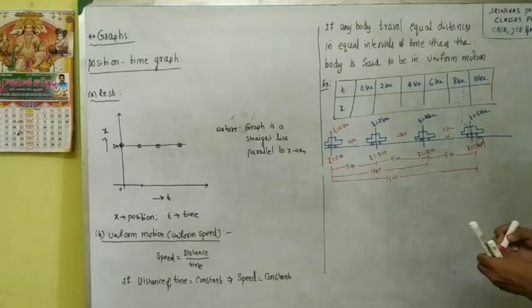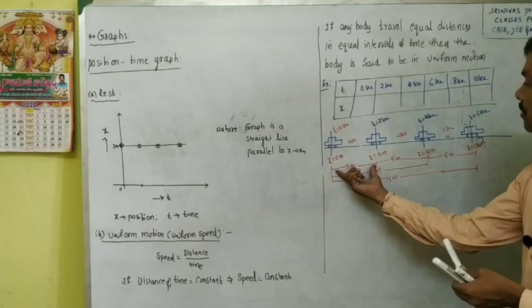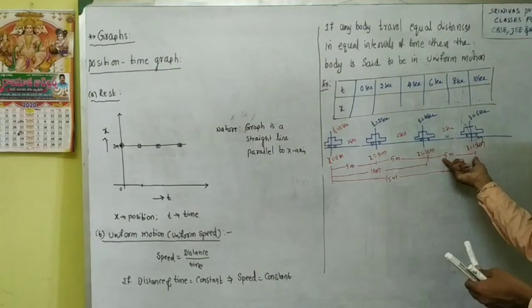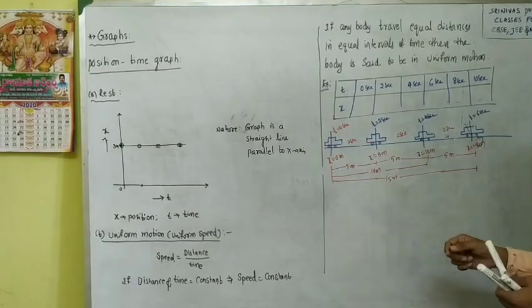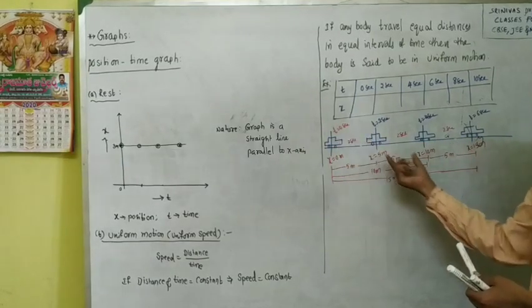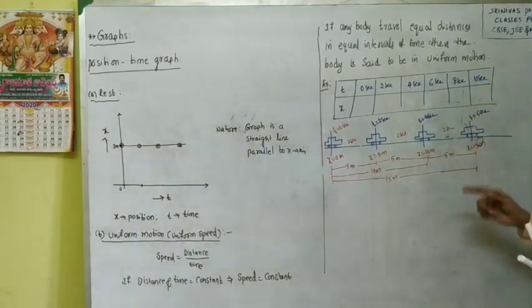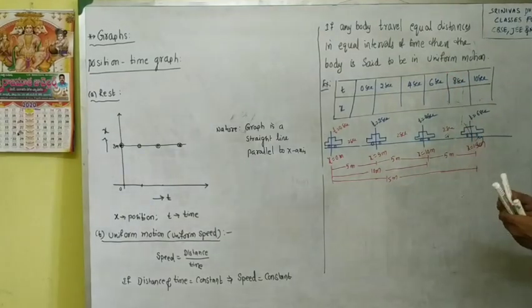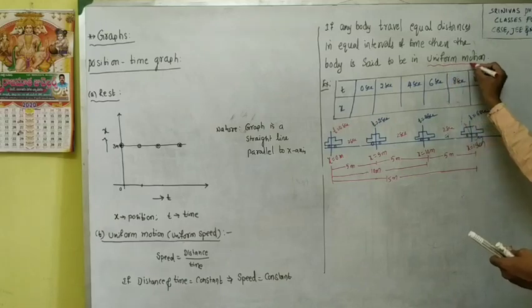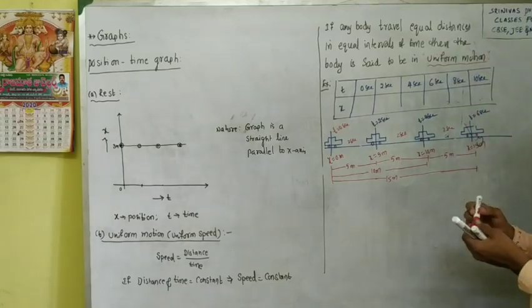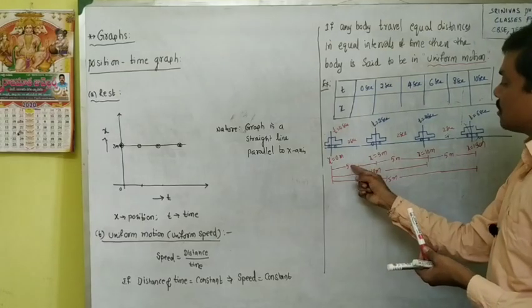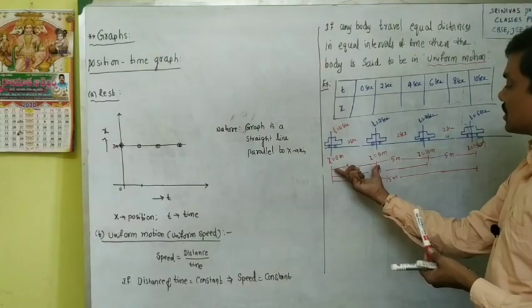That means what is happening here? Equal distance: 5 meter, 5 meter, 5 meter. Equal intervals of time: 2 second, 2 second, 2 second. If a body covers equal distances in equal intervals of time, then that body is said to be in uniform motion, or uniform speed. If you find the speed here, the distance is 5 by 2. Distance is 5.